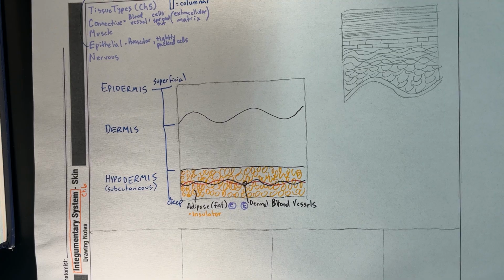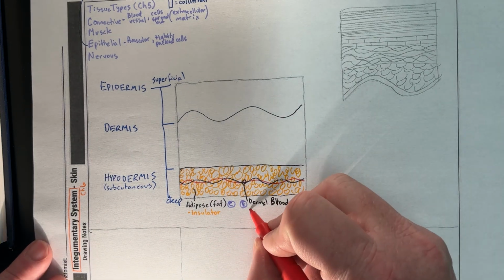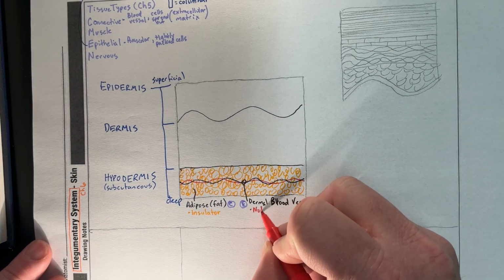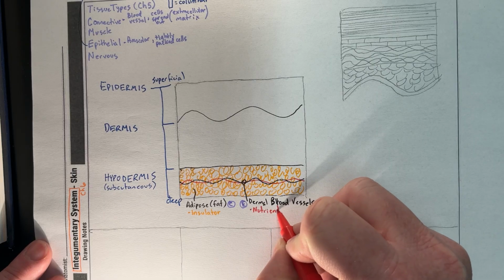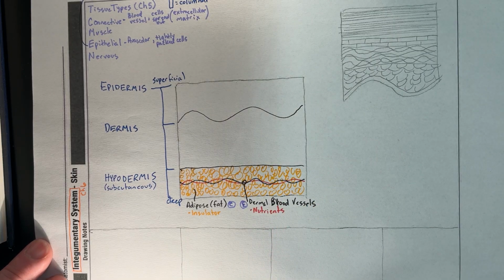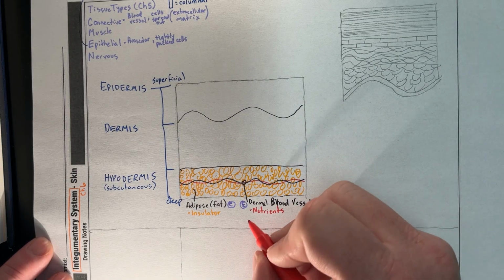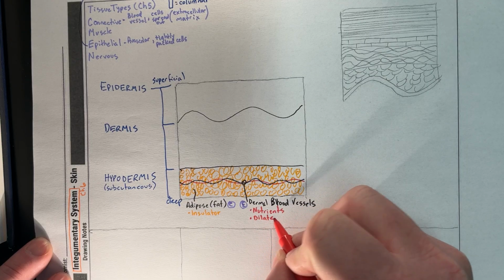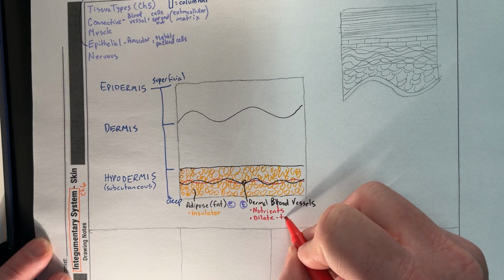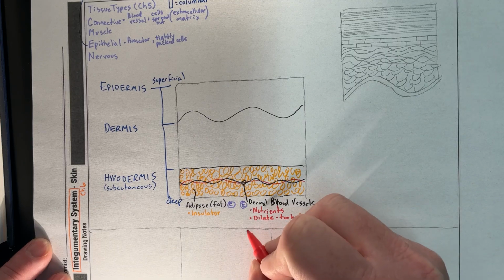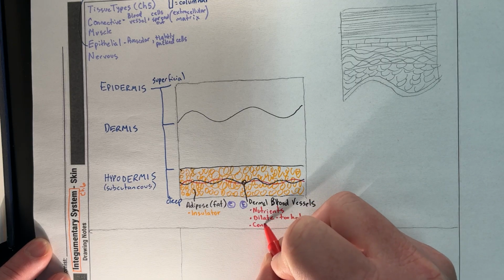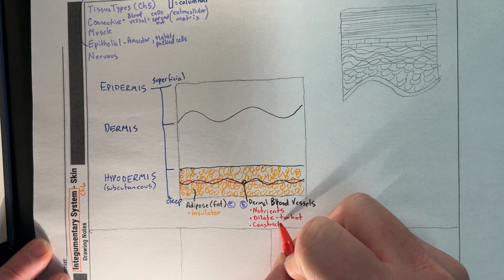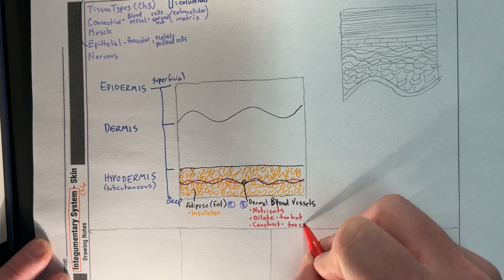All right, so what do dermal blood vessels do? Just like any blood vessels, they're gonna provide nutrients and oxygen to tissues. But we've heard about dermal blood vessels before in body temperature homeostasis. They will dilate when the body is too hot, and they will vasoconstrict when the body is too cold.